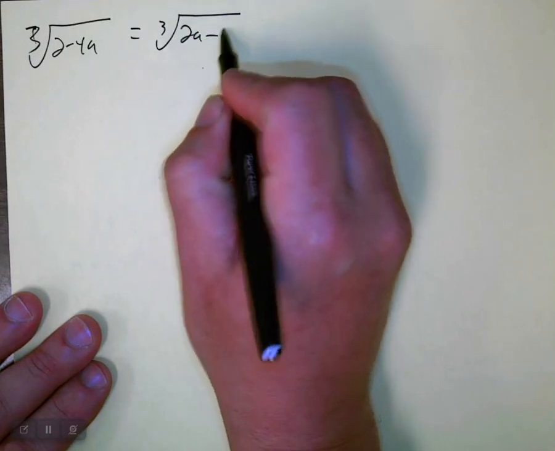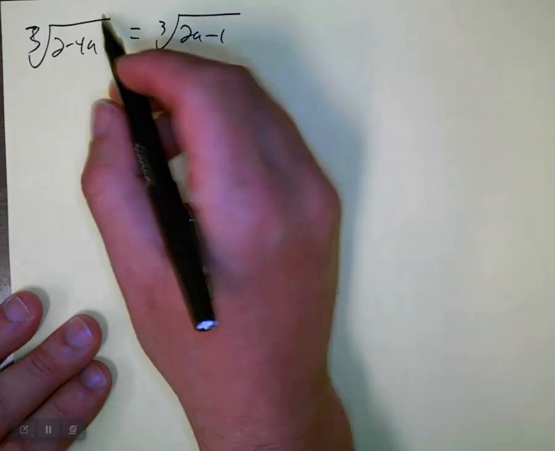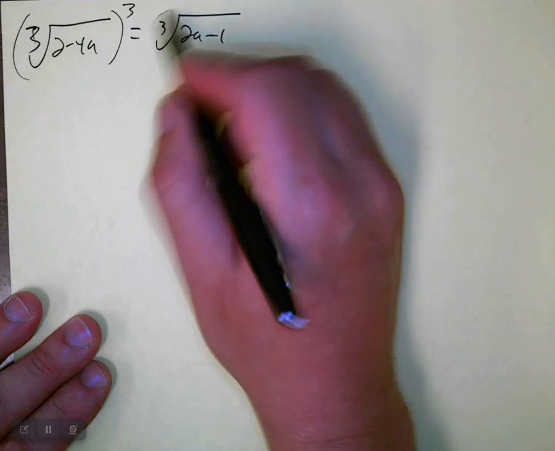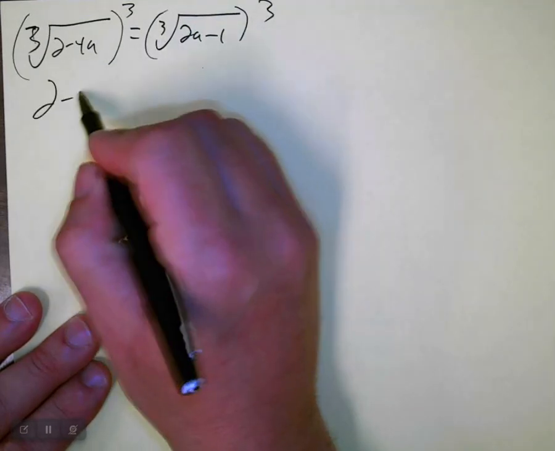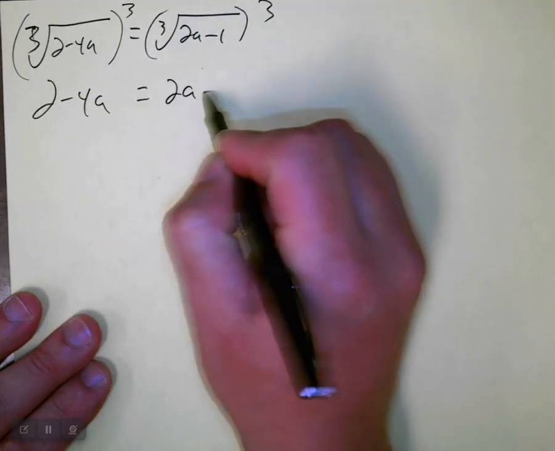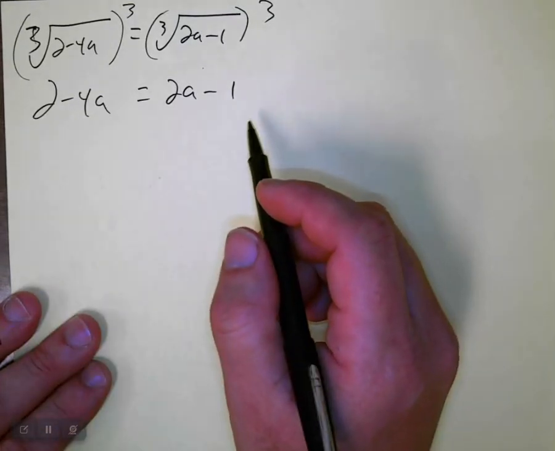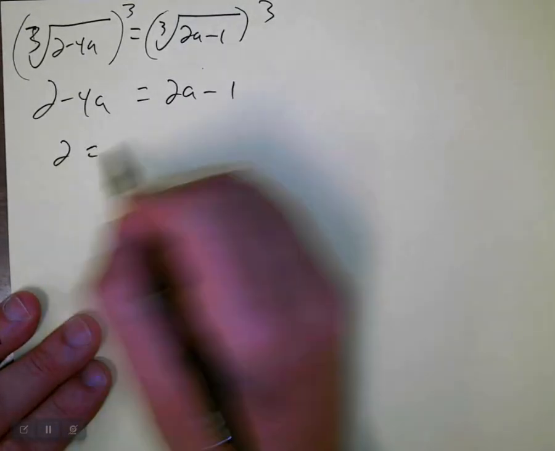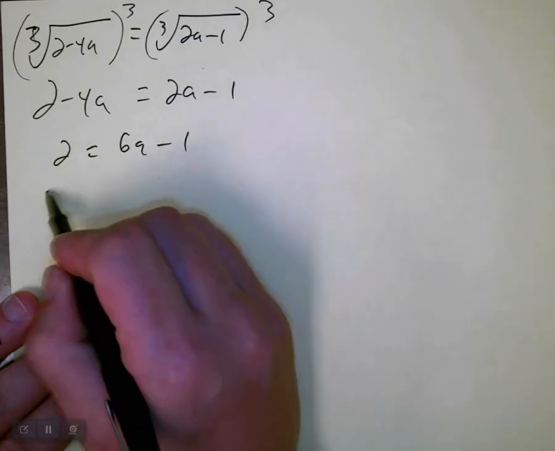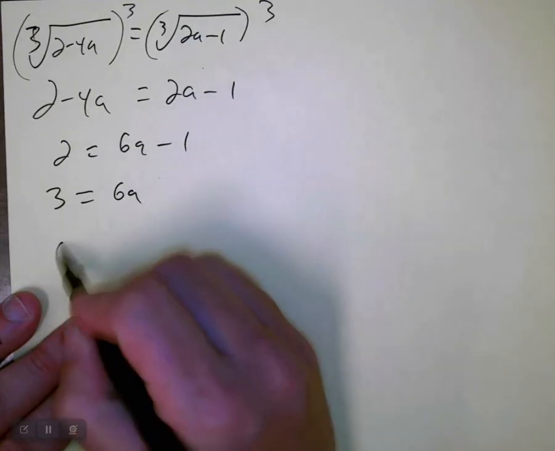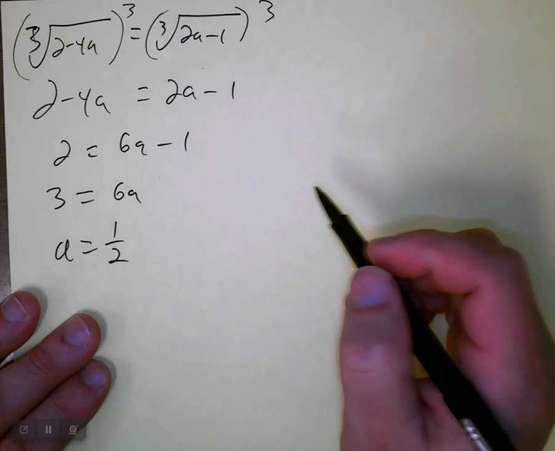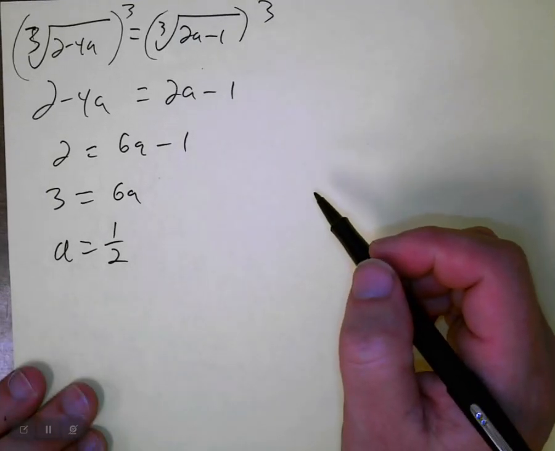So how do you get rid of a cube root? You cube both sides. So if you cube it, you get 2 minus 4a equals 2a minus 1. And then it's just Algebra 1. We're going to add 4a, so you get 2 equals 6a minus 1. Add 1, 3 equals 6a. A is 1/2.